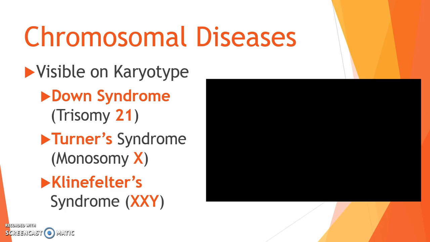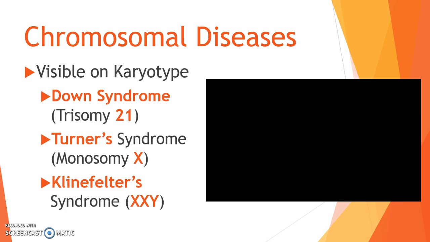So the three diseases you need to be able to determine that a person has are Down syndrome, Turner syndrome, and Klinefelter syndrome. You can determine a person having Down syndrome if they have trisomy 21. And trisomy means that they have an extra 21st chromosome. So when you look at those autosomes and you see that there is an extra of the 21st pair, you know they have Down syndrome.